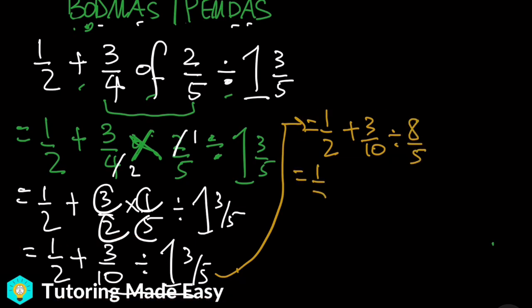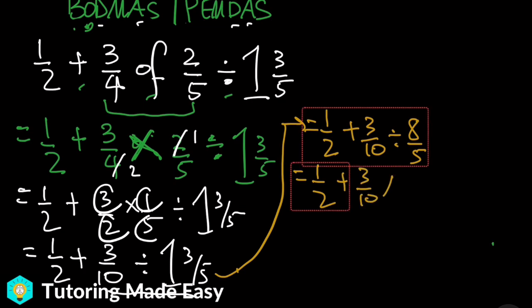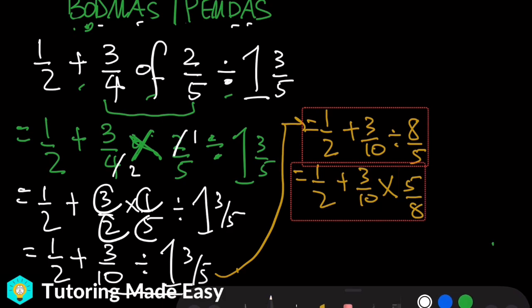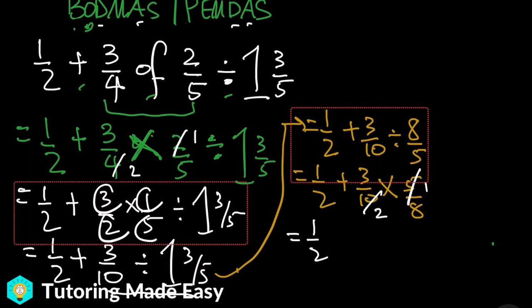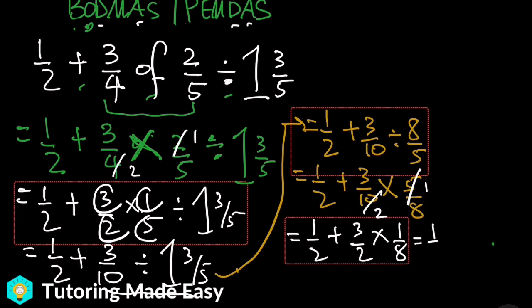And then we have half plus 3 over 10. We're going to change it into multiplication. 5 goes up, 8 goes down. And then we try and find out if we can cancel something out. Yes, 10 and 5 go here 2, and then that's it. So you have half plus 3 over 2 times 1 over 8, right? Which gives you half plus what? 3 over 16. Half plus 3 over 16.